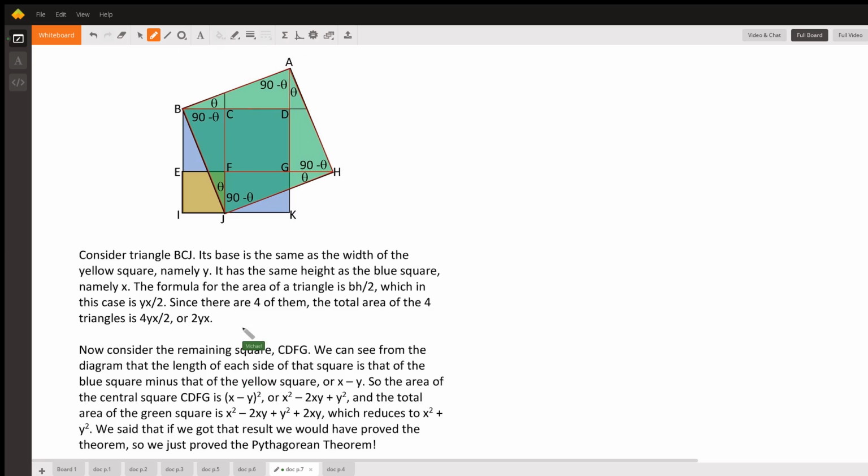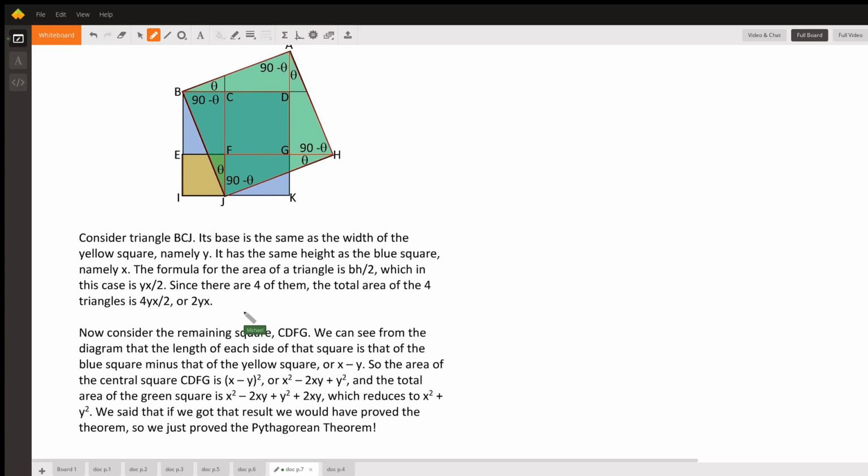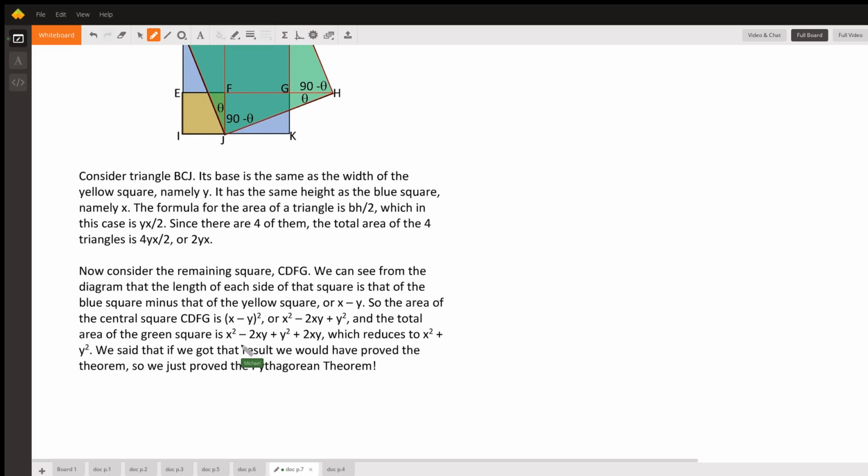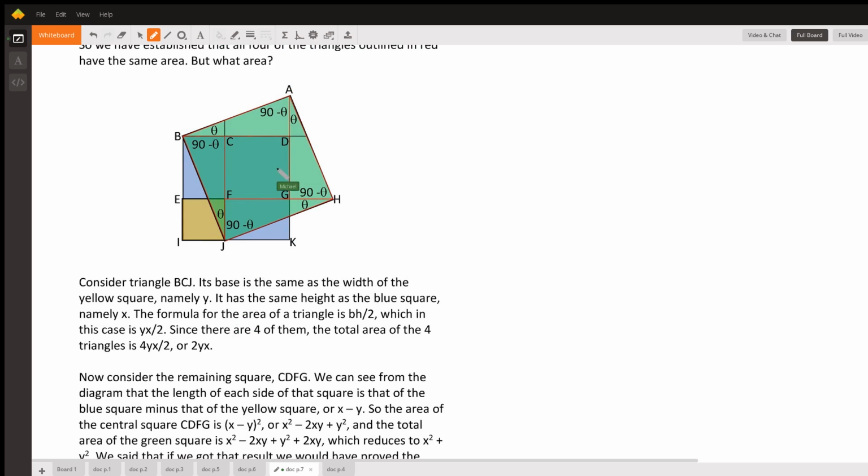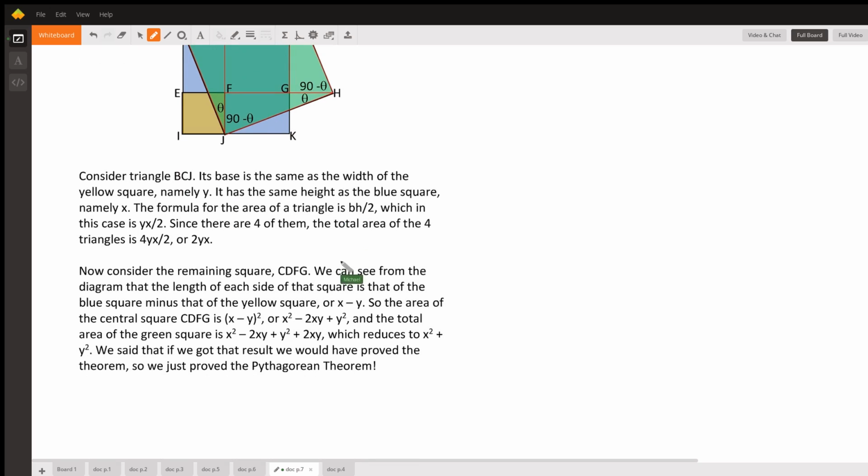Now we've got the square here. What's the length of a side? Well, in this case, x is the length of the blue, but then we've got that is y. So the length of this side right here is x minus y. And so for the area of this inner square, we take the length of a side, x minus y, and square it. And if we expand that out, we get x squared minus 2xy plus y squared.